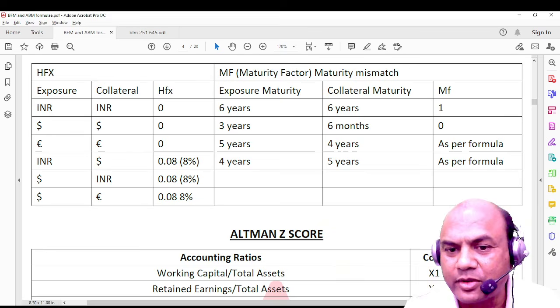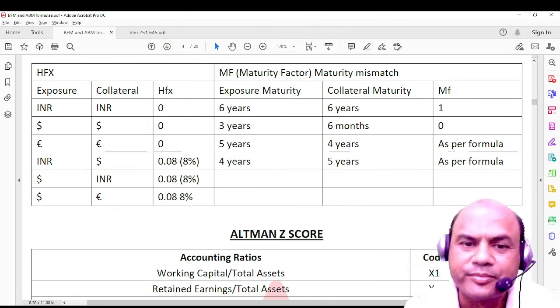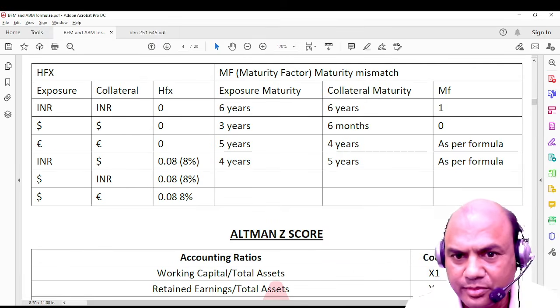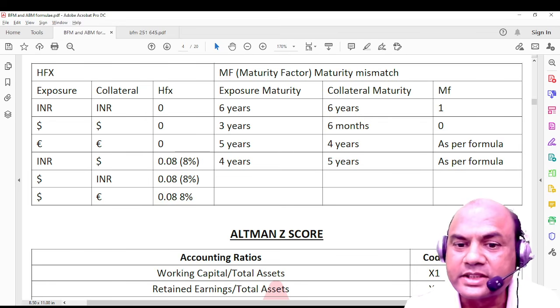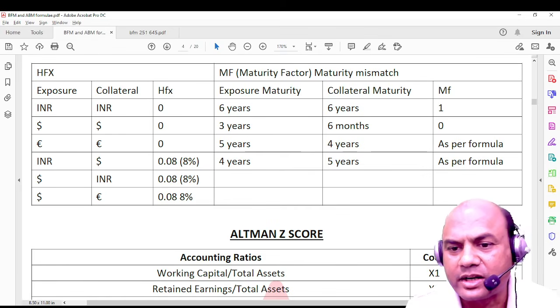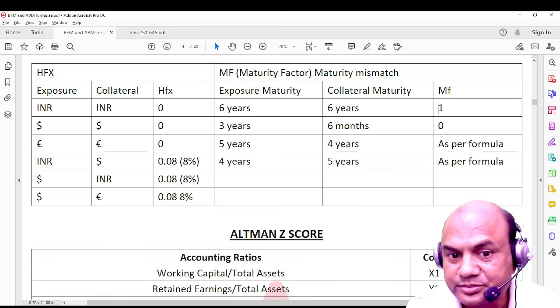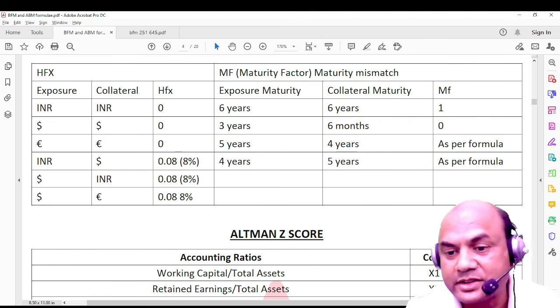Now look at the MF. This is fast, you need not waste your time. Only understand: different currency 8%, same currency 0. Maturity factor is about the mismatch between exposure and collateral. If it is 6 years and 6 years, both of the same maturity, then the maturity factor is 1. If 3 years is the exposure and the collateral is 6 months, then the maturity factor is 0. For 5 years and 4 years, or 4 years and 5 years, use the formula.